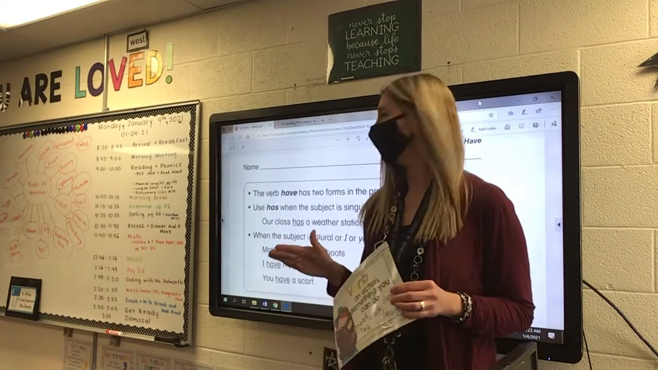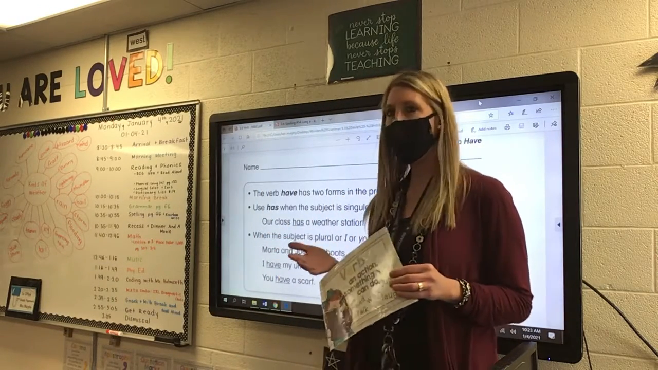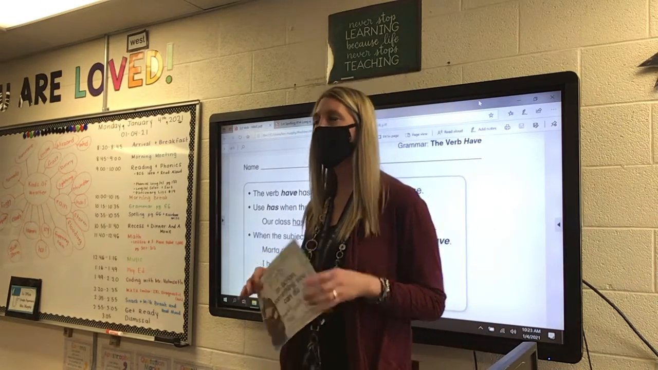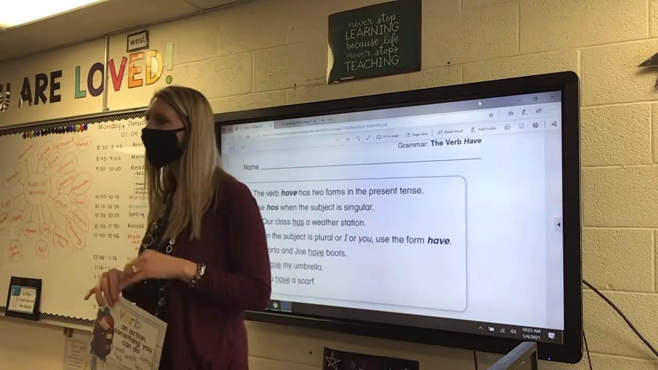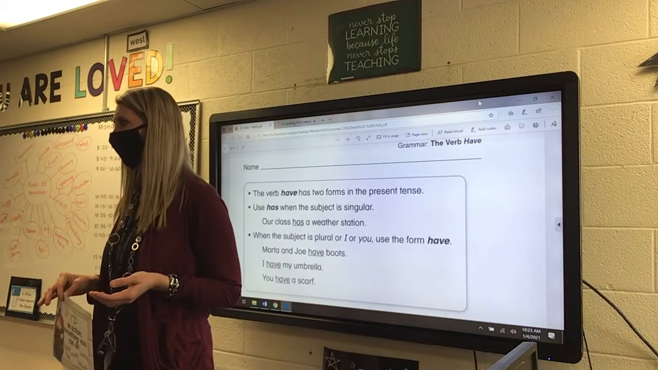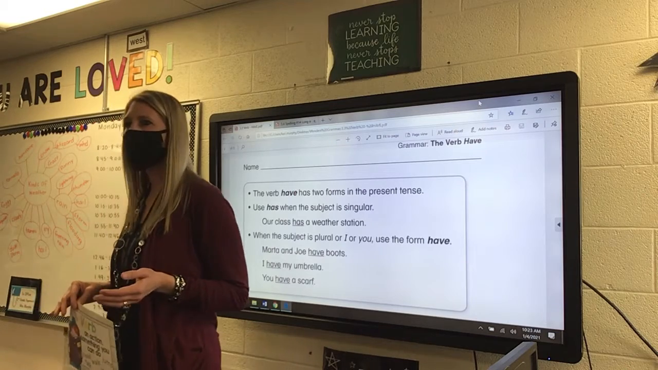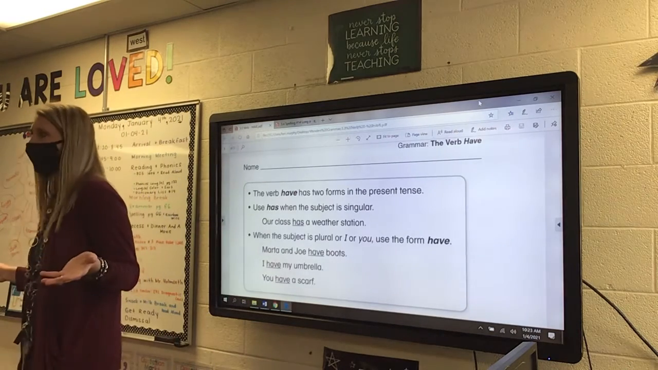A bit tricky. The verb have has two forms. Now I want you to think. Can you do a have? Can you do a have? So if Mrs. Murphy says do a have, can you do anything?